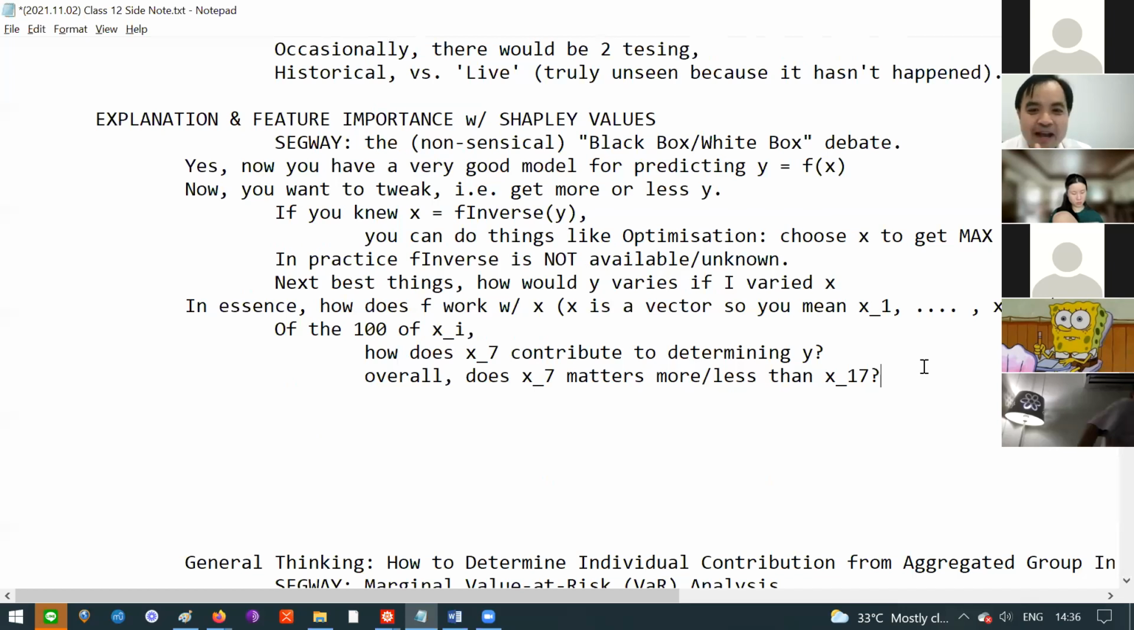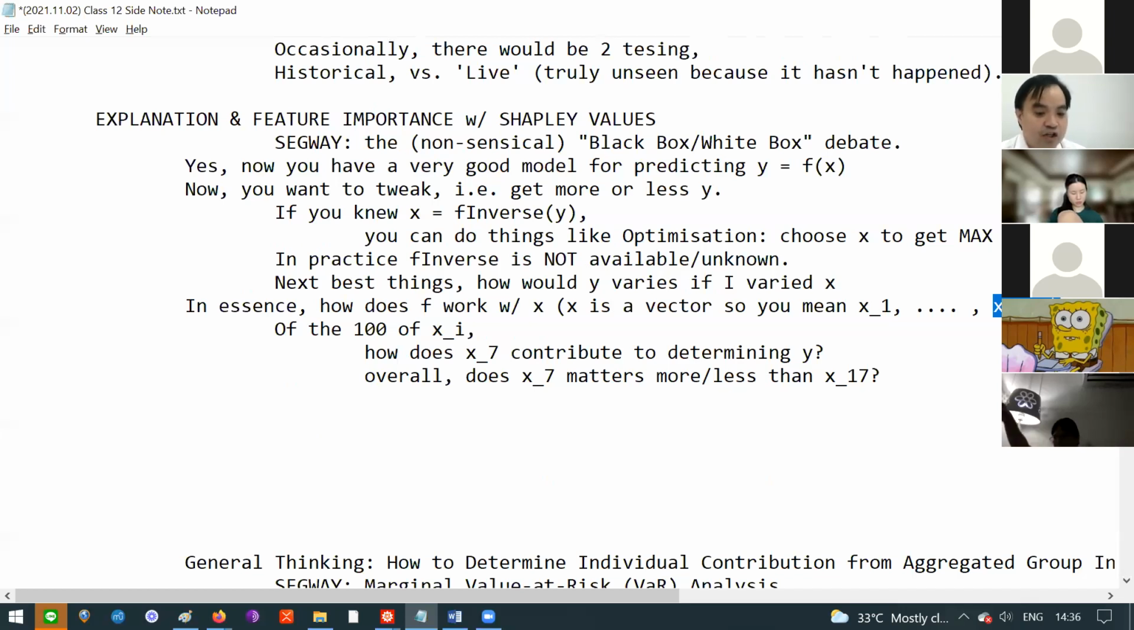It's like I'm looking at the class of 2021 and seeing if some of you are contributing to class discussion or whatever, and some of you are more important than others or something like that. So it's like a group contribution, right? The whole thing, Y is a function of X1 all the way to X100. I want to know how important X7 is.